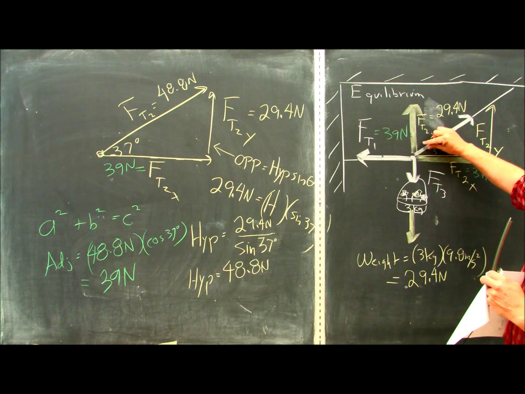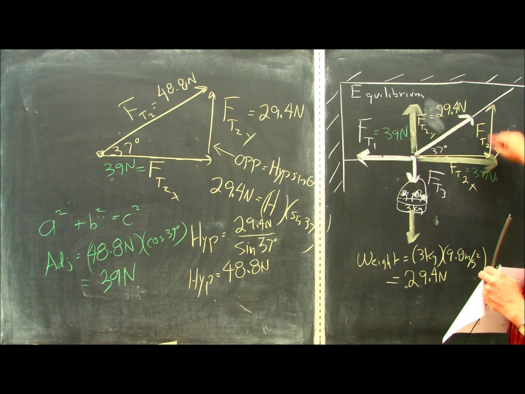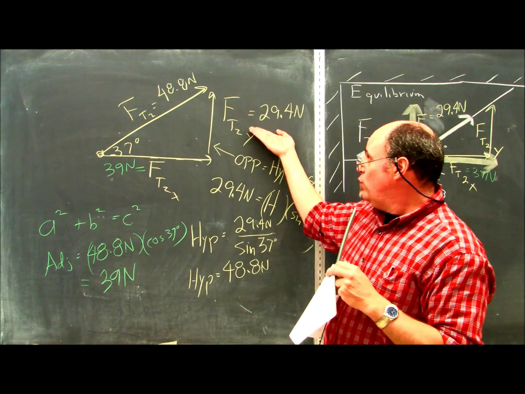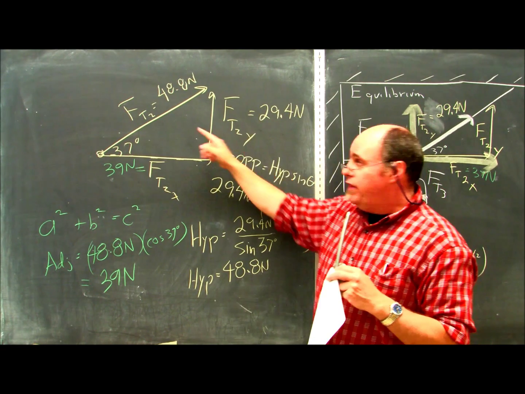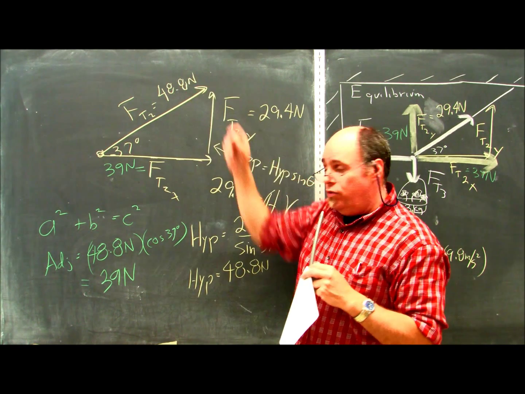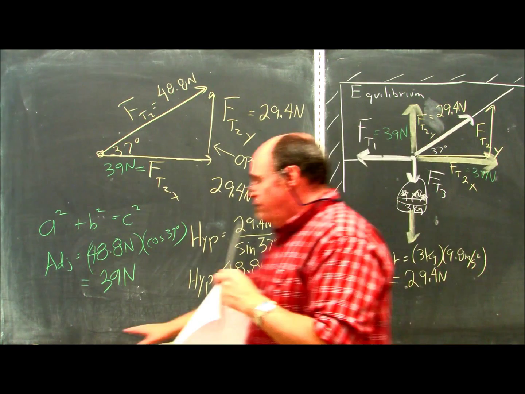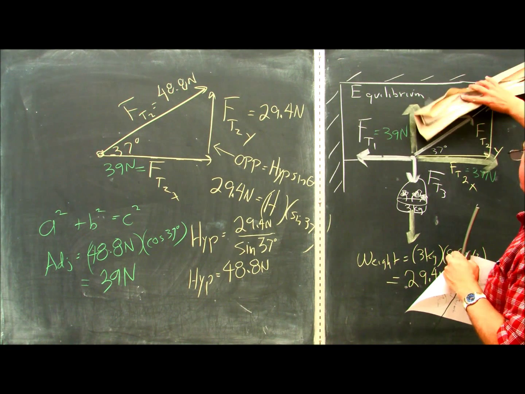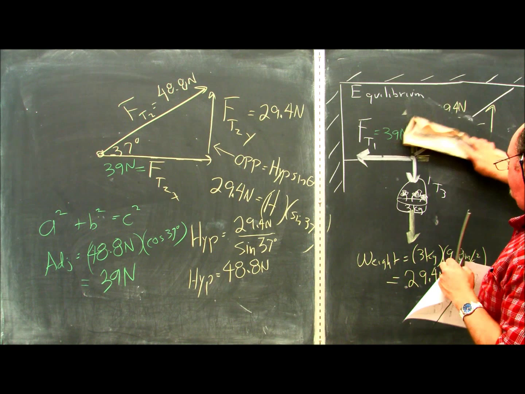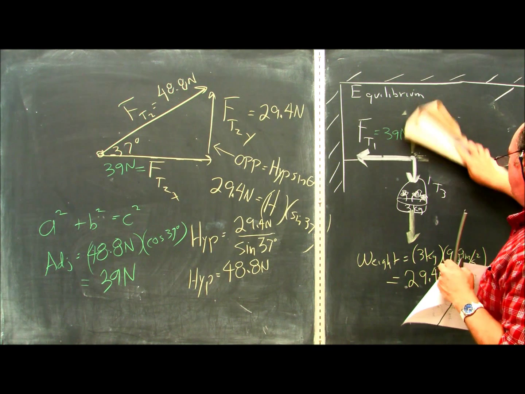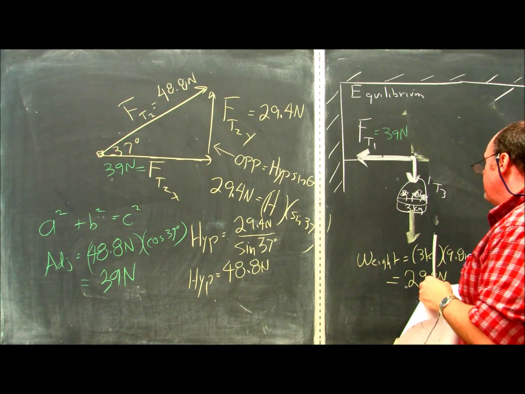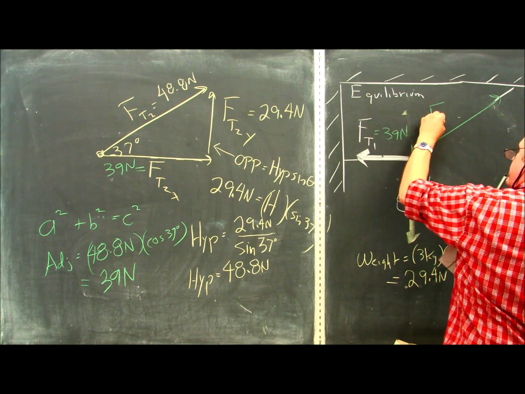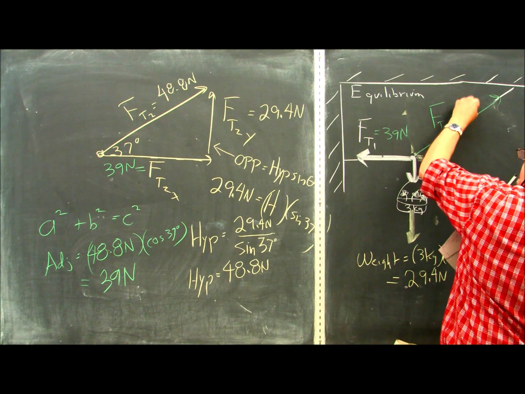In real life, I just have this one force going up along the line here. And if I did the Pythagorean theorem with a base of 39 newtons and a height of 29.4 newtons, the hypotenuse would be 48.8 newtons. So, for this last piece, I'll have to erase a little of it here. I would say that I have a rope going this way, and the force of tension 2 came out to be 48.8 newtons.